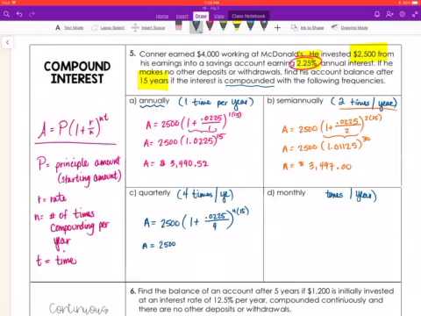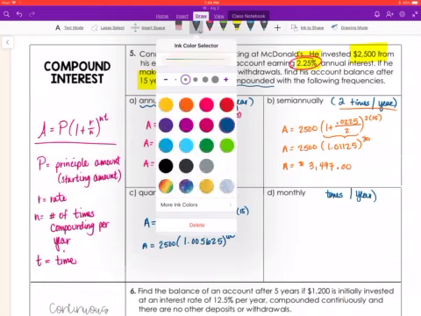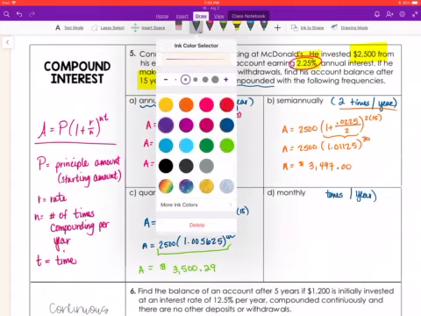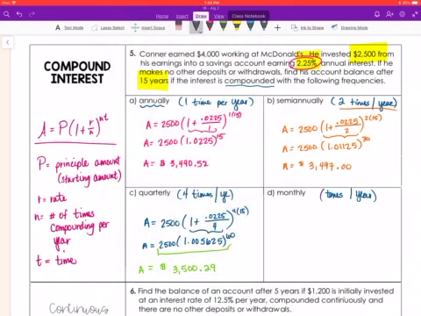So I have $2,500 times, and I'll go ahead and add these values here first. So that's 1.005625 raised to the 60th power. Now it's a little bit easier to go ahead and put this string in your calculator. And when you do that, your amount should equal $3,500.29. Okay. And lastly, we're going to find it with him having it compounded monthly.